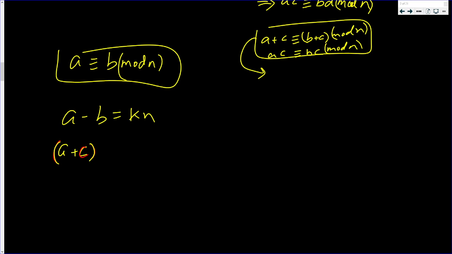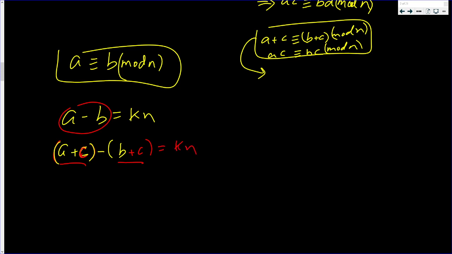As long as I take it away. Oops. I can add C as long as I take it away. Forget the C for a moment. This is still A minus B, and the C's cancel out. So it's still A minus B.